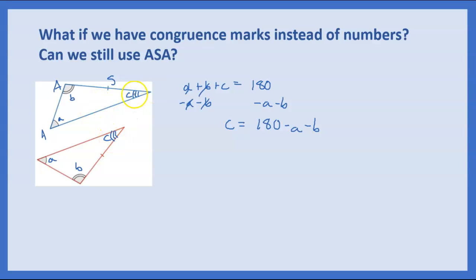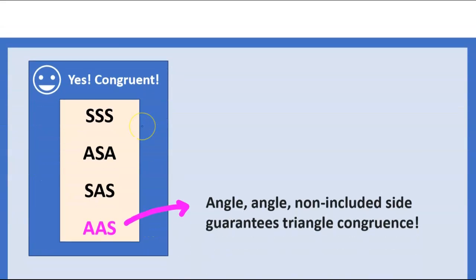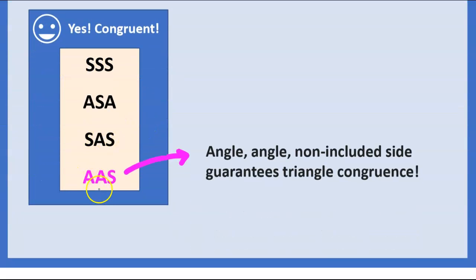So now we do have congruence. We have angle, side, angle, congruence, and angle, side, angle. Yes, we can still use ASA to prove these triangles are congruent. So we're going to add that one to our list of congruence rules. Now remember, you can memorize this if you want to, or if it helps you, you can just reason out that it's equivalent to ASA using the triangle sum theorem.